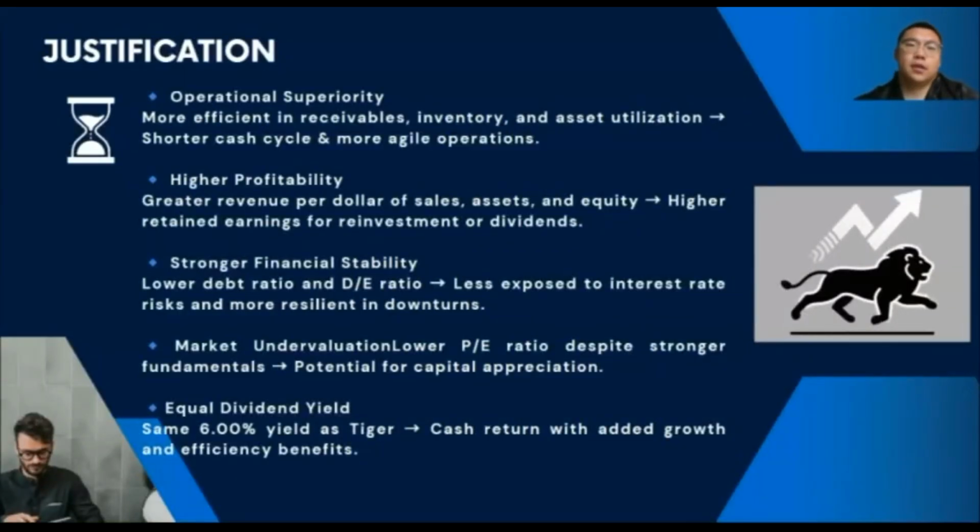Thank you, Ahmed. Now let's take a comprehensive look at the various indicators of the two companies as a whole. First, Lion shows it is more efficient in receivables, inventory, and asset utilization. This allows it to convert resources into cash faster, resulting in a shorter cash cycle and more agile operations.